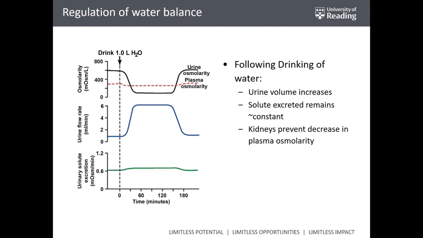And why does it increase? Because the amount of water that is being excreted increases. Okay, so following drinking water, the urine volume increases. The solute excreted remains constant in order to prevent the decrease in plasma osmolarity. Okay, so to keep the plasma osmolarity constant, when we drink water, we excrete more water.